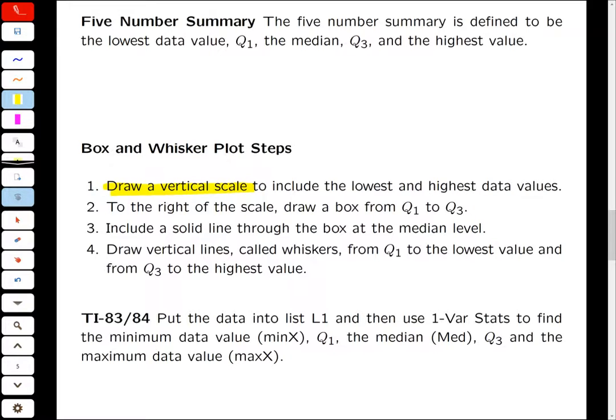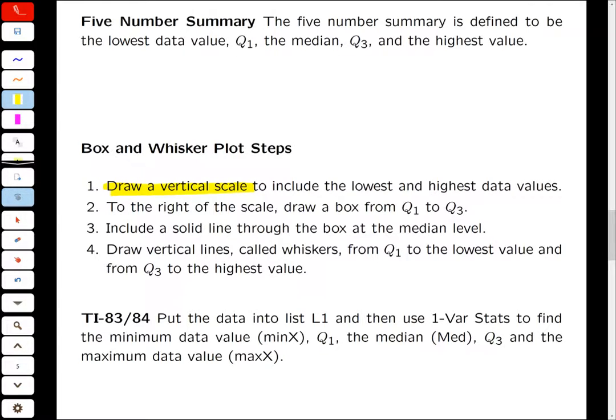You're going to draw the scale to include the lowest and highest data values. And then to the right of the scale, draw a box from Q1 to Q3. That's your interquartile range. 50% of your data lies there. Include a solid line through the box at the median, and then draw the vertical lines for the whiskers that join it to the minimum and maximum points.